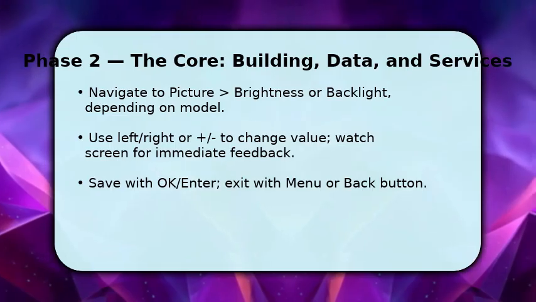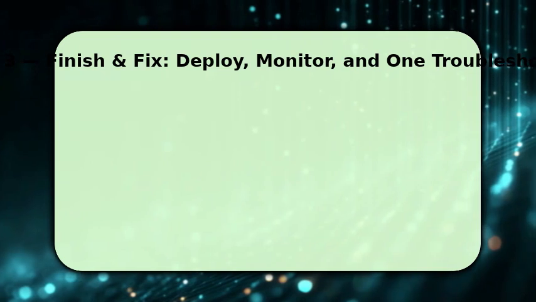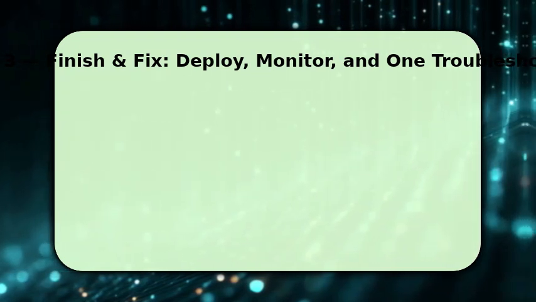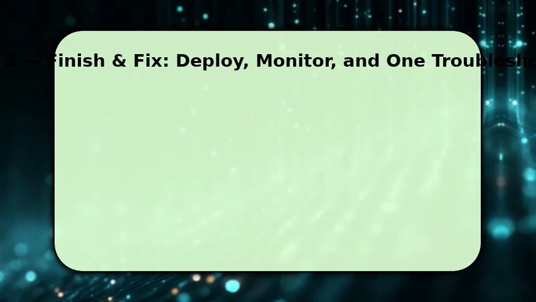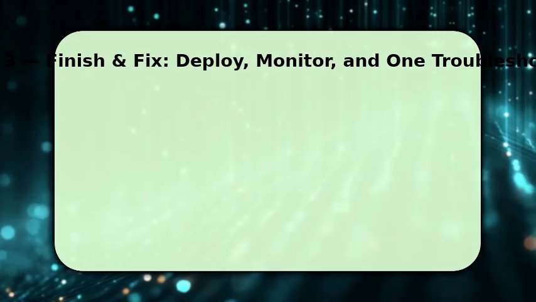You finish by checking power saving and eco modes. These often cap brightness at 50% to save energy, so disable them if you need full output. If brightness controls are unresponsive, perform a factory reset from the OSD. Once done, readjust brightness and contrast.